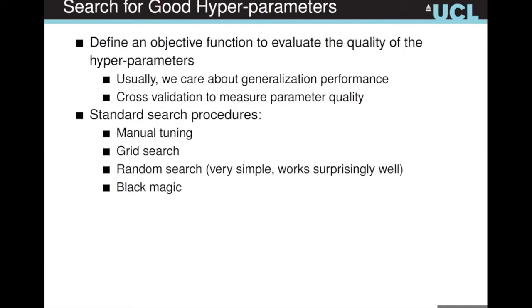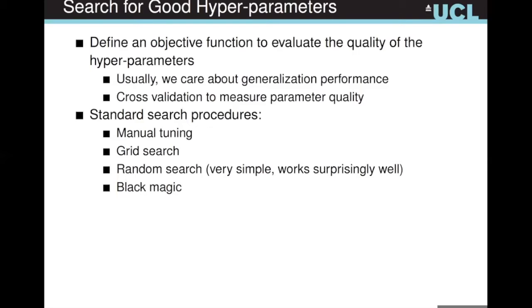We can also do grid search, where we just try a bunch of learning rates between, whatever, 10 to the minus 4 and 10 to the minus 2. We can do random search. So if we wanted to do grid search, we would have just a regular grid in some space. Random search just samples learning rates uniformly at random within an interval. And that is also super simple, but it works surprisingly well.